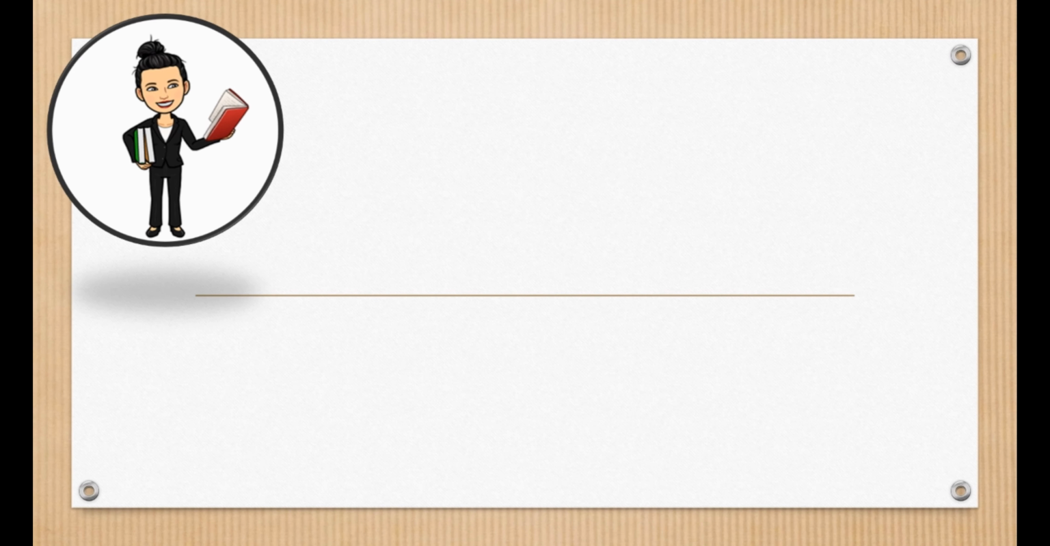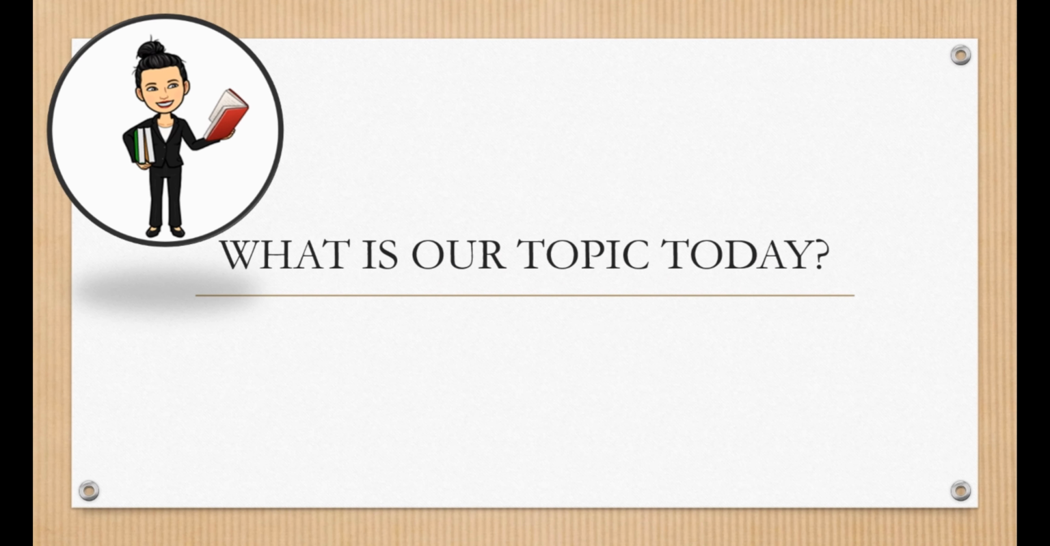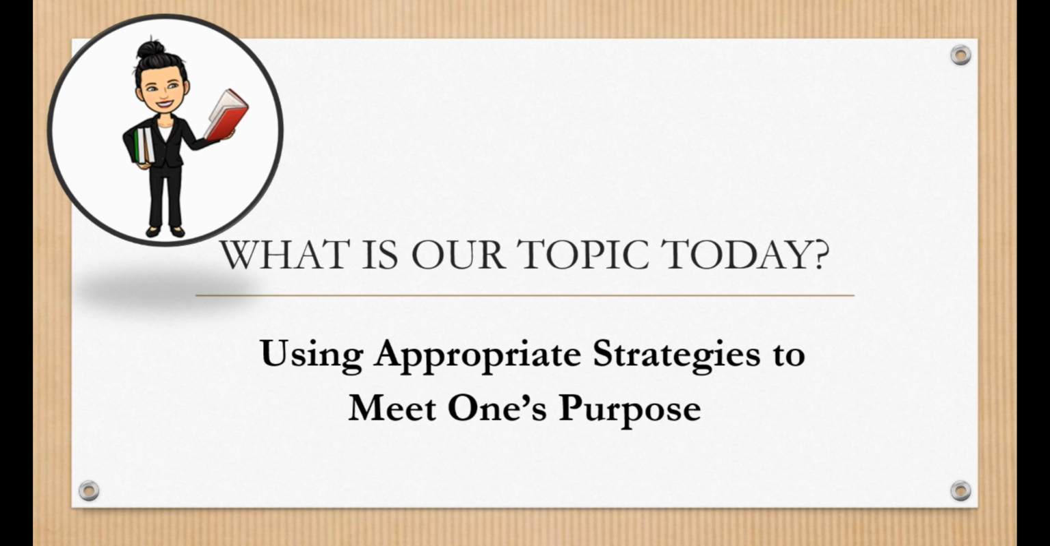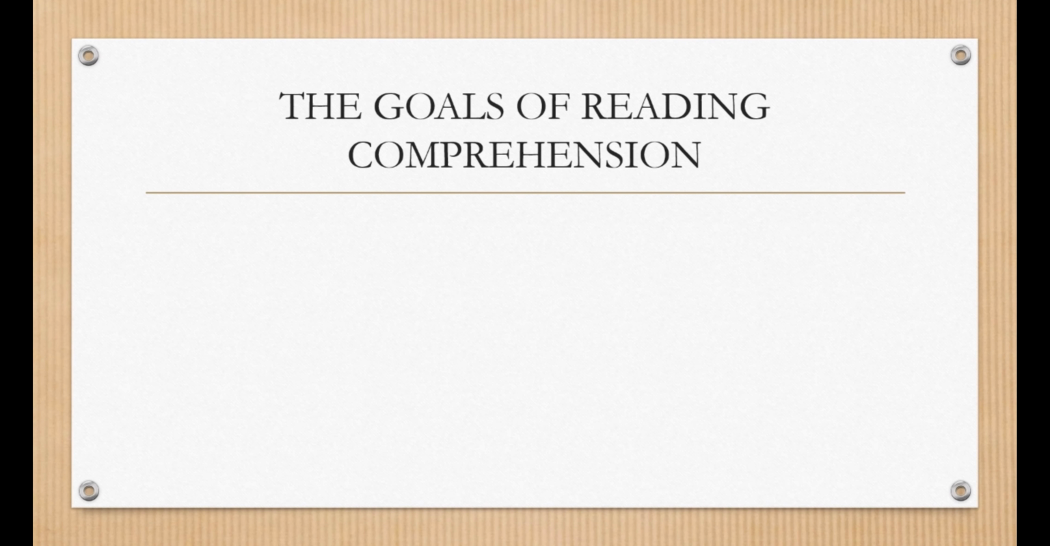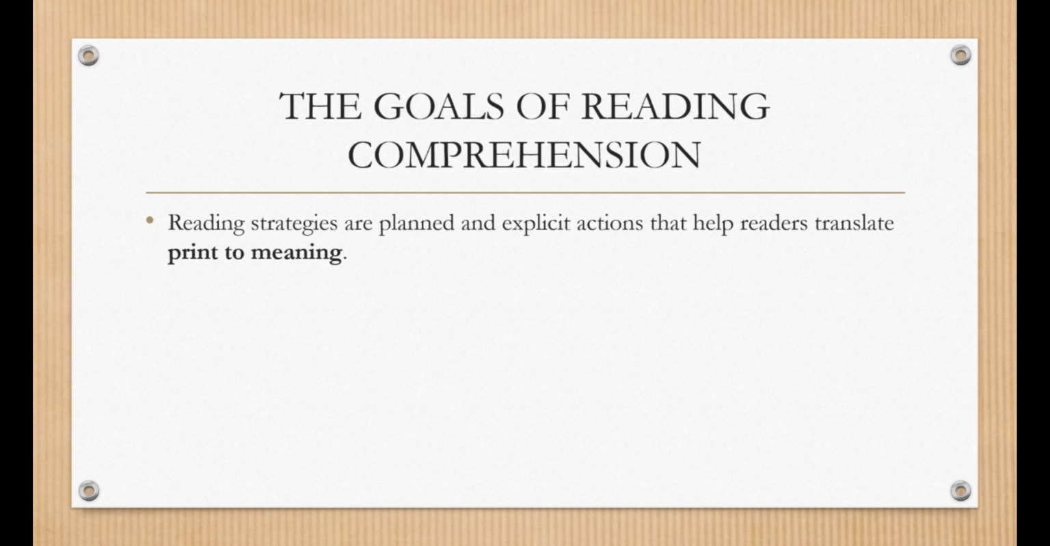So, do you have an idea what we will be talking about today? That's right. We'll be talking about using appropriate strategies to meet one's purpose. Reading strategies are planned and explicit actions that help readers translate print to meaning. Here are strategies that improve decoding and reading comprehension skills.